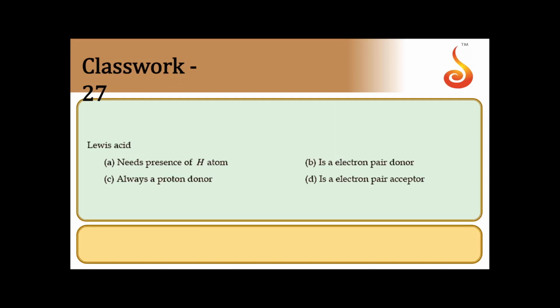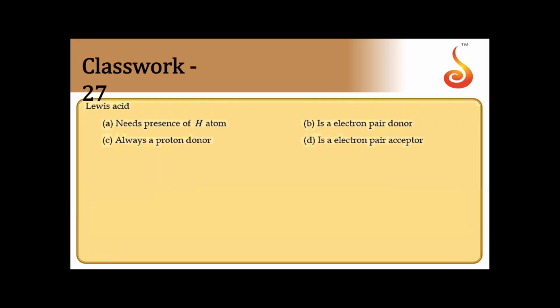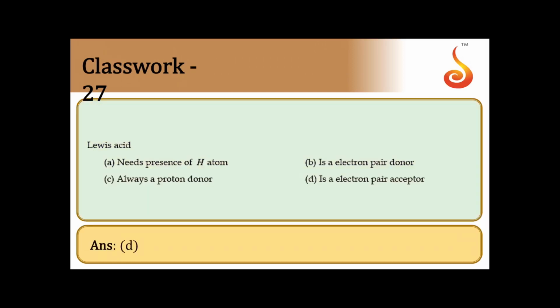Then next, Lewis acid. Lewis acids are electron pair acceptors. Lewis acid means electron pair acceptor by definition. So the answer is D, electron pair acceptor. A donor will be a base, an acceptor will be an acid. So option D is the answer.